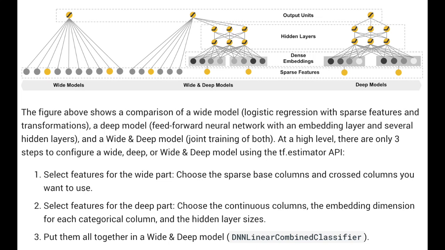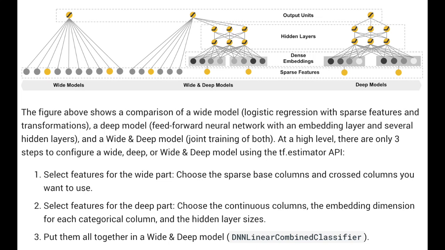If we read the text below, it really talks about how there are just three steps if we want to configure and use a wide and deep model using the TensorFlow Estimator API. In the first step, we've got to select features for the wide part. That is something that we've already done. These are the sparse base columns and the crossed columns. So this portion is already done.